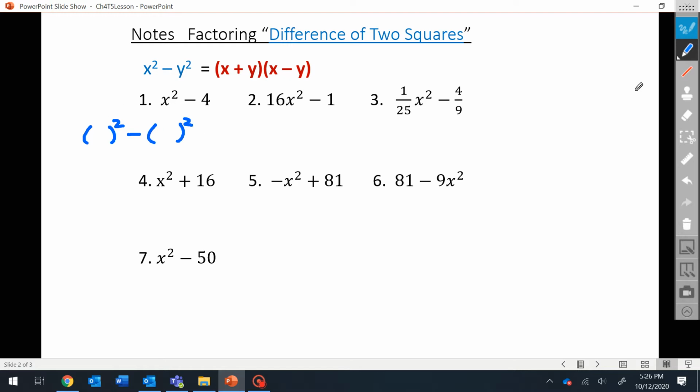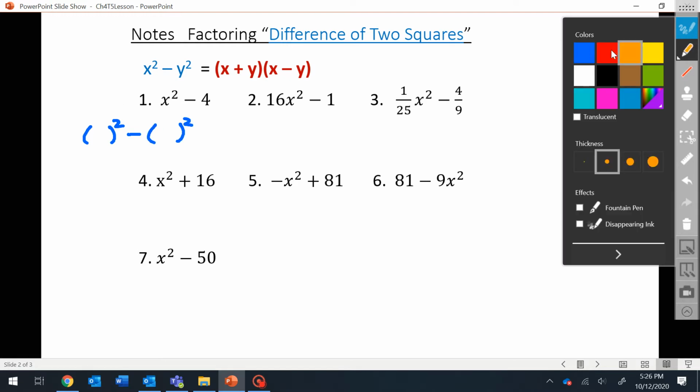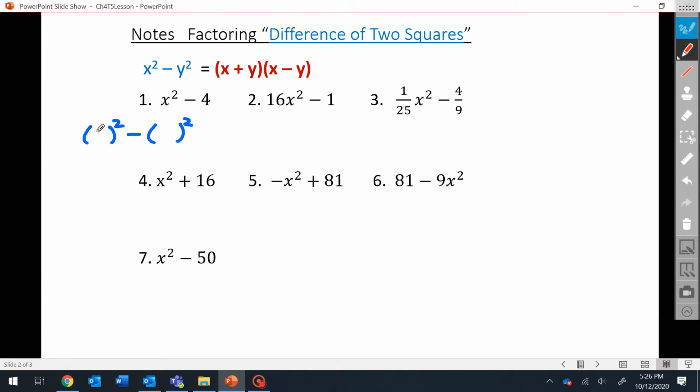Alright, well, the first term is obvious. What do we need to square to get x squared? Well, we need to square x. X to the second power is x squared. Minus, and what do we need to square to get 4? We need to square 2 to get 4. So 2 to the second power is 4.